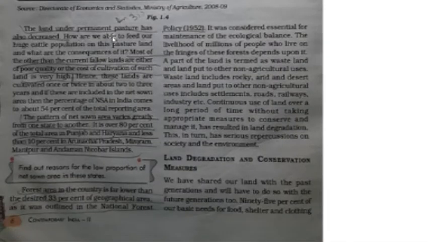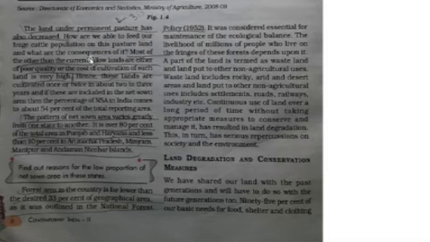The land under permanent pasture has also decreased. How are we able to feed our huge cattle population on this pasture land, and what are the consequences of it? So this is a problem. It is saying that if the pasture land is decreasing, it will create a huge problem. Most of the other than the current fallow lands are either of poor quality or the cost of cultivation of such land is very high.